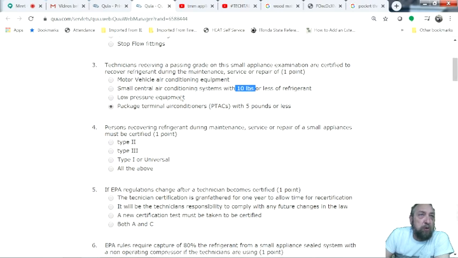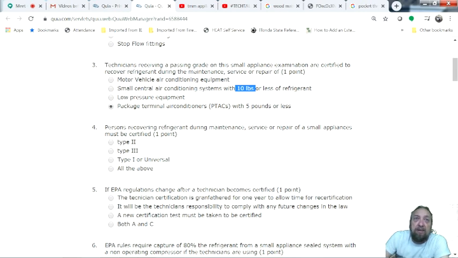And low pressure equipment is type 3, which we'll talk about when we get to it. That's the refrigerant question. I'm sorry, I don't have my glasses on. This is EPA. What license do you need to have and what can you work on with that license?